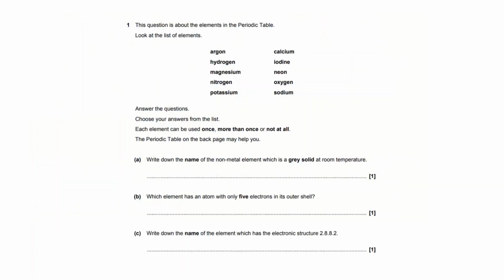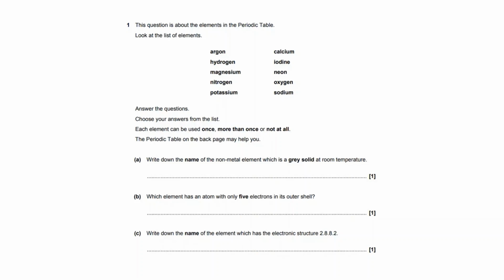Right, this is a question about the elements in the periodic table. Look at the list of elements: argon, hydrogen, magnesium, nitrogen, potassium, calcium, iodine, neon, oxygen, and sodium. Answer the questions. Choose your answers from the list. Each element can be used once, more than once, or not at all. The periodic table on the back page may help you. Unfortunately, there's no periodic table here. You need to find the periodic table if you can.